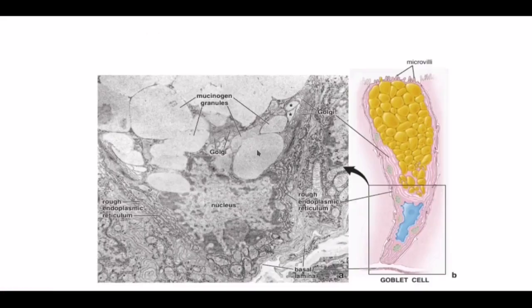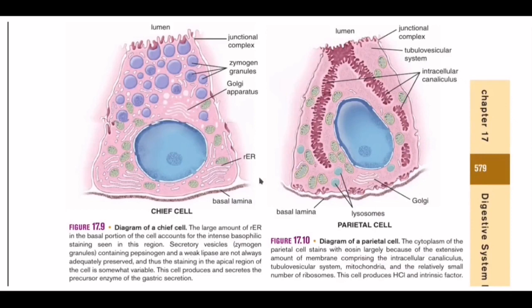Okay, now this is simply the structure of a goblet cell. Apically here, we have our mucinogen granules. This is microvilli, and then this is the nucleus. So the nucleus of a goblet cell is basally located, and the granules are apically located. Then this is the structure of a chief cell and the structure of a parietal cell.